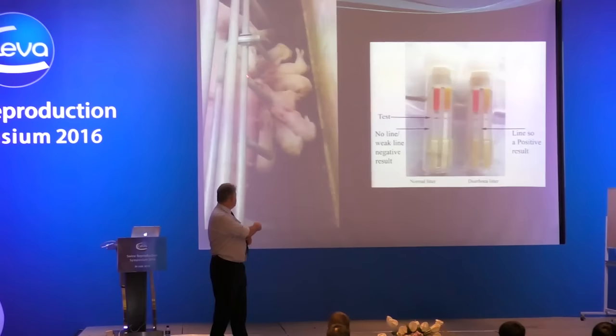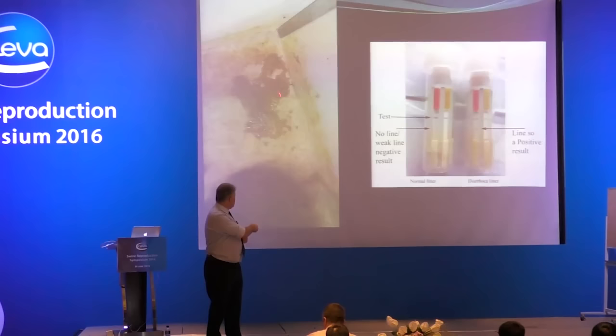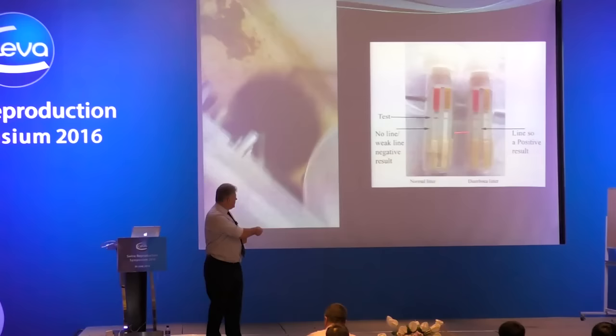And I'm just showing this as some new little test kits coming out that you can use sow side. So what we did, we took that scour, put it into this test kit, the rotavirus lit up. The litters next door that were normal, the rotavirus didn't light up. We had a result within 10 minutes.